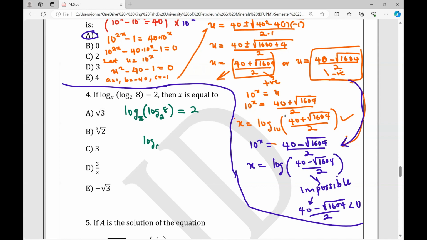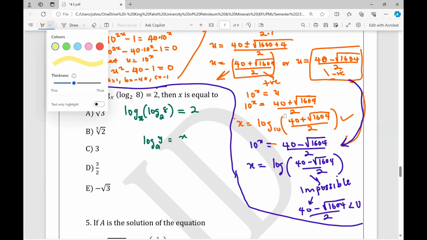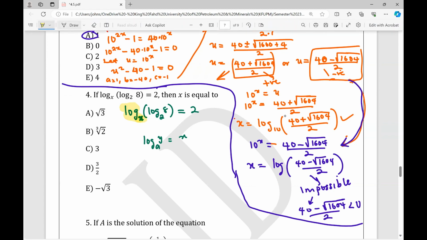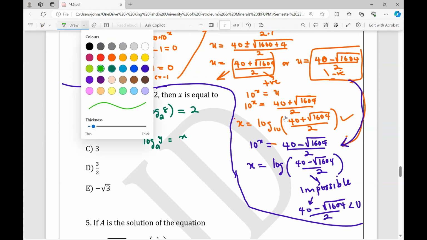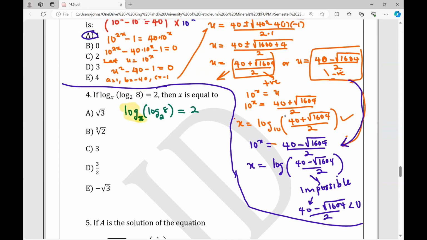Remember, if you have log to base a of y is equal to x, you just consider this logarithm first. If you do that, we will get, we'll take 2 to the other side. So it means we will have log to base 2 of 8 is equal to x squared, right? Then now we do it again. So this means that 8 is going to be 2 to the power x squared.